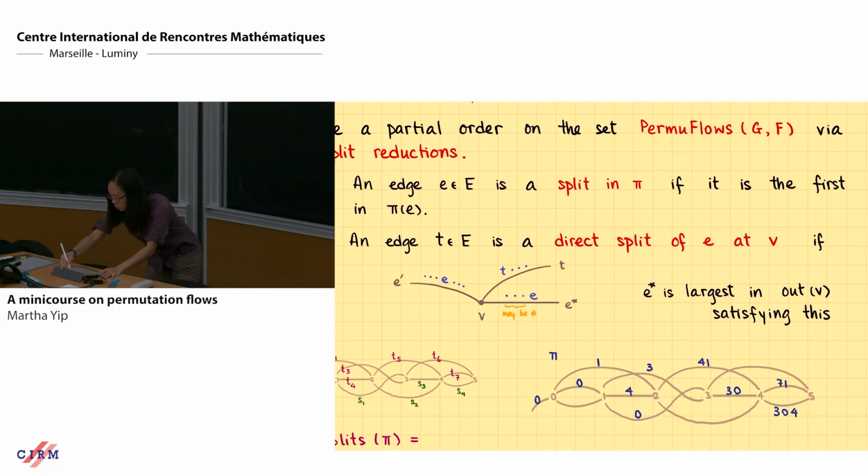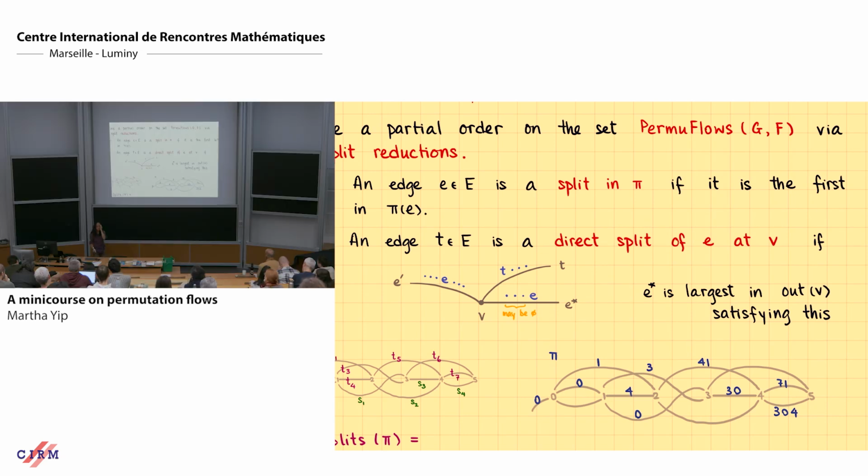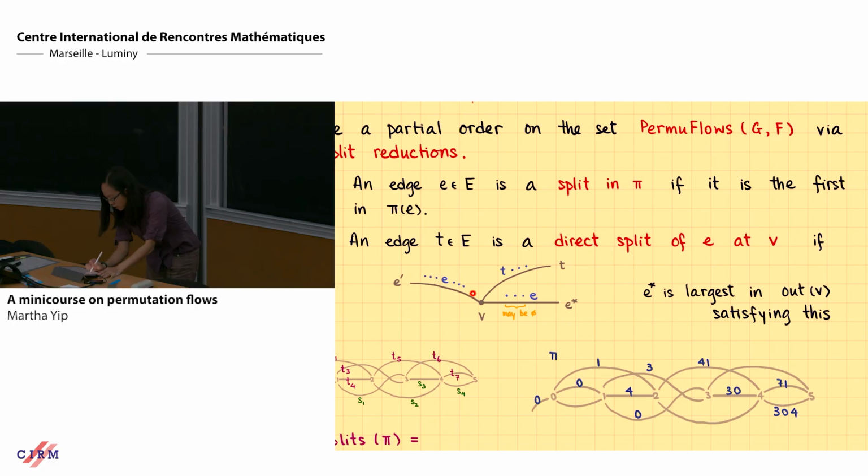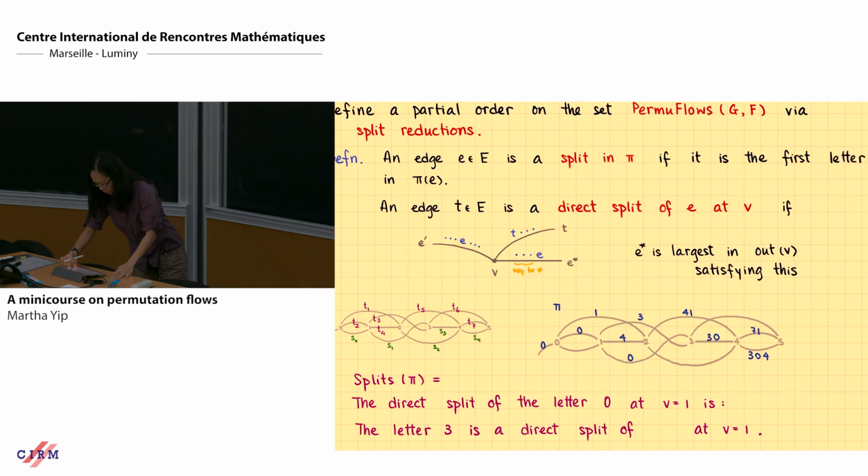And what do I mean by this situation? E is the last letter on that edge, and this is as high as possible. And so I say T is a direct split of E. And here I'm assuming that E came in from here. So one of the subtleties here is that E is not the same as E star. I'm not sure that detail matters at this point.